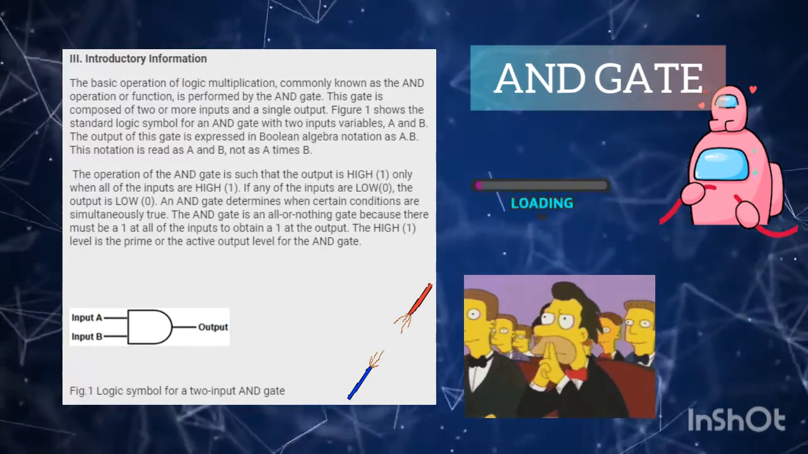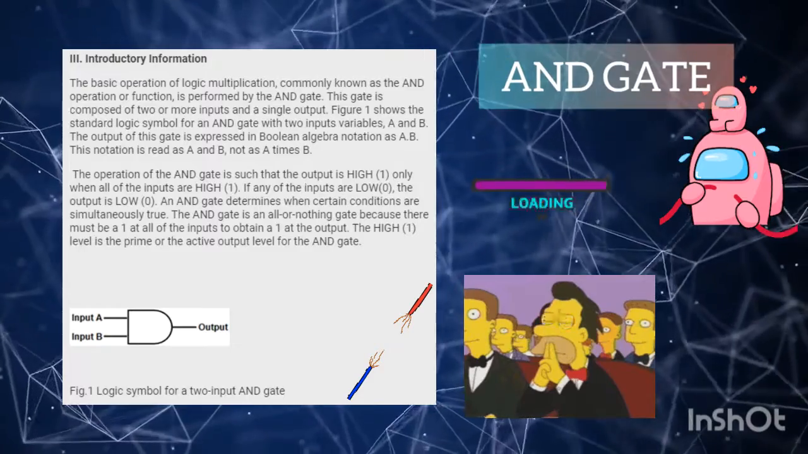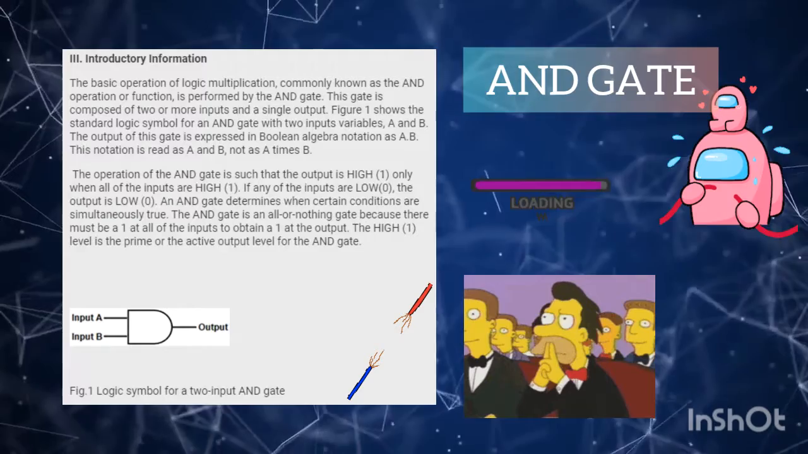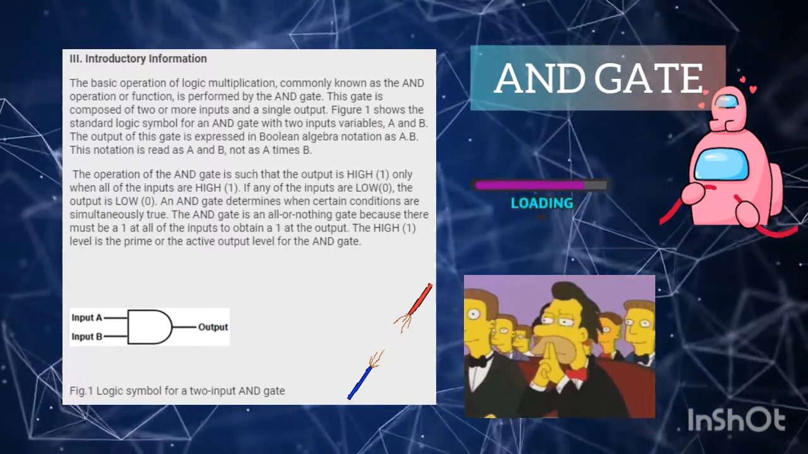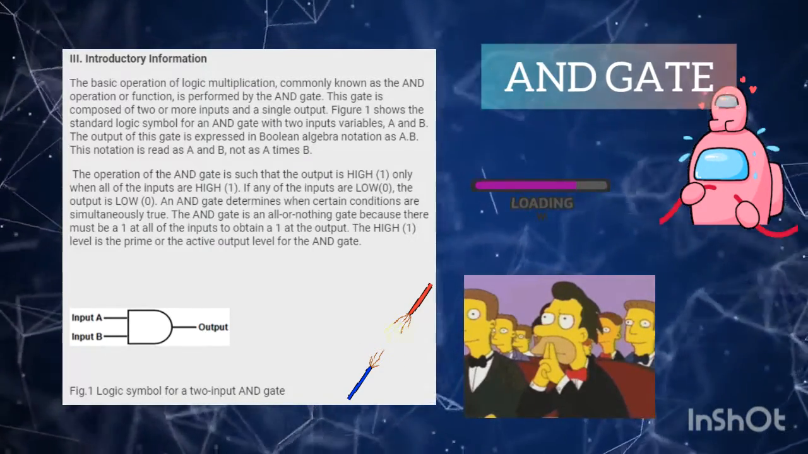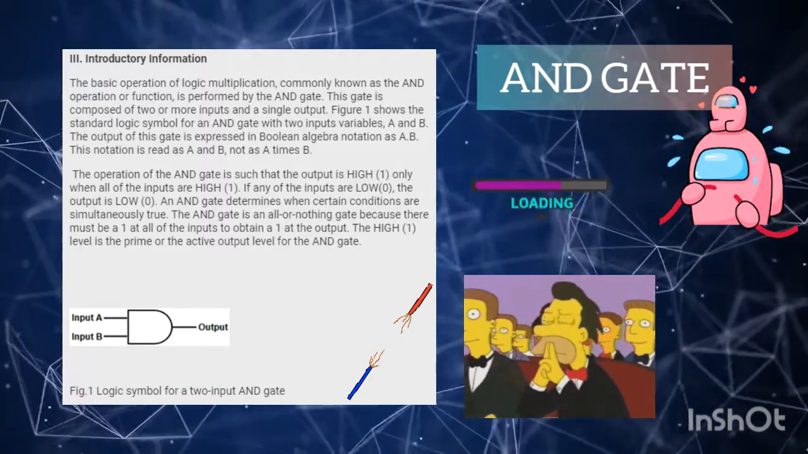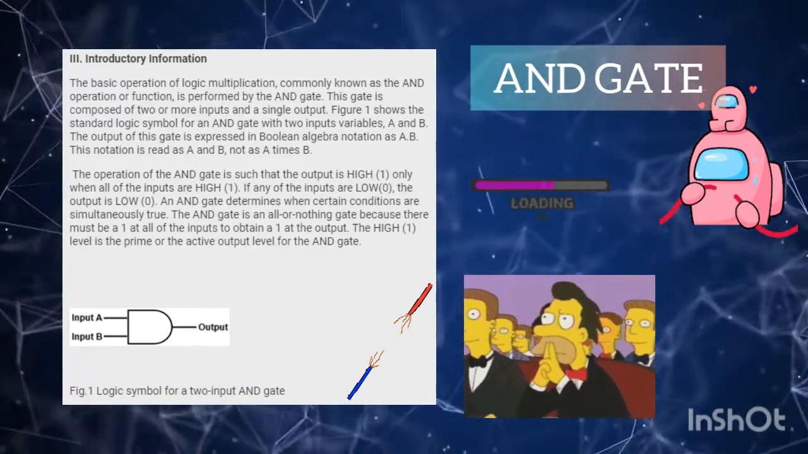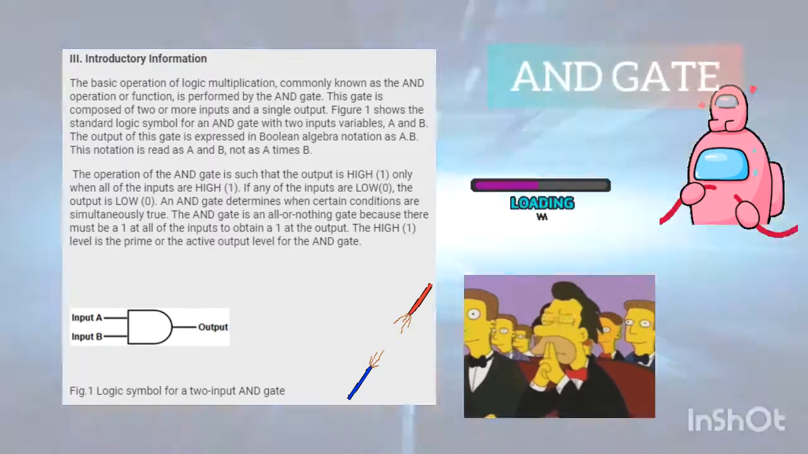And here is some introductory information about the AND gate. An AND gate is a logic gate having 2 or more inputs and a single output. An AND gate operates on logical multiplication rules. In this gate, if either of the inputs is low, then the output is also low. If all of the inputs are high, then the output will also be high. An AND gate can have any number of inputs, although 2-input and 3-input AND gates are the most common. And here in figure number 1, we have the logic symbol for a 2-input AND gate with input A, input B, and the output.